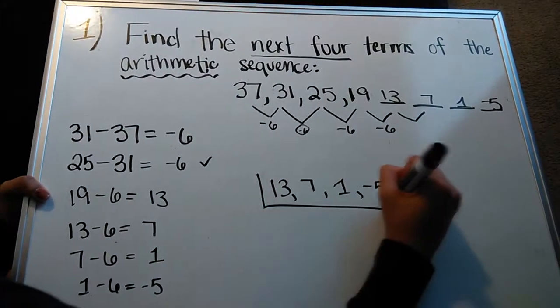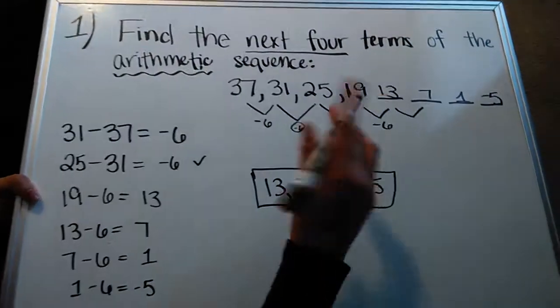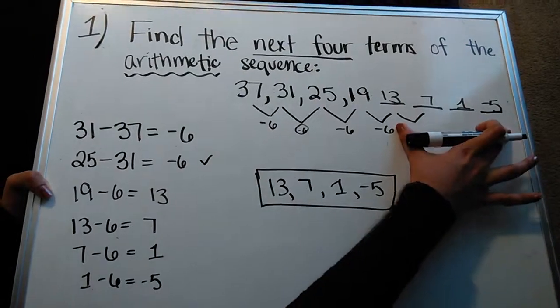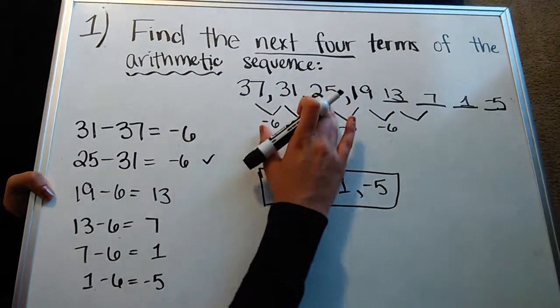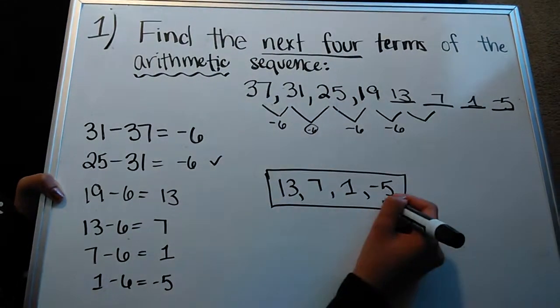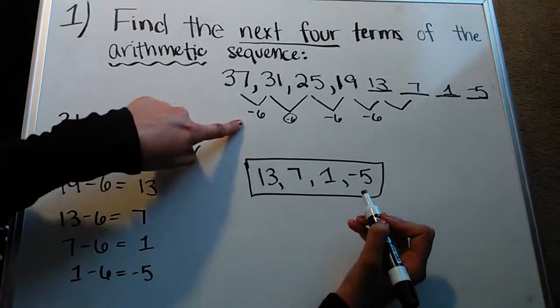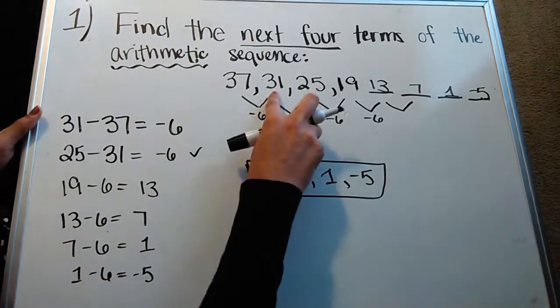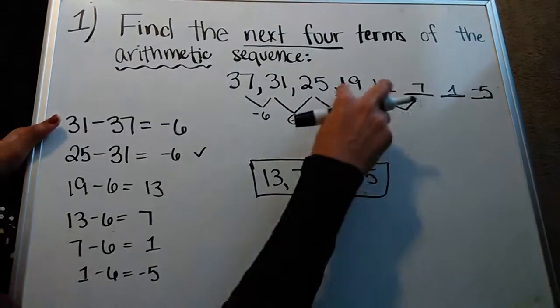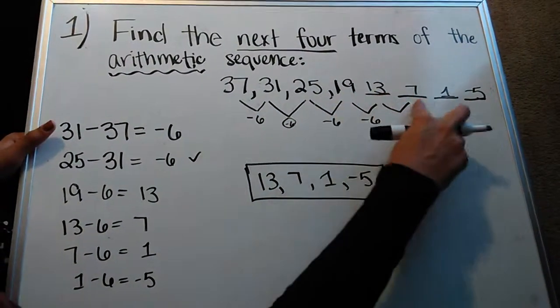So in the context of this problem, this means that the next 4 terms of the arithmetic sequence 37, 31, 25, and 19 are these 4 terms. And remember, we figured this out by finding what d is, so how we got from one term to the next, and applying that same value to the last term to find the next 4 terms.